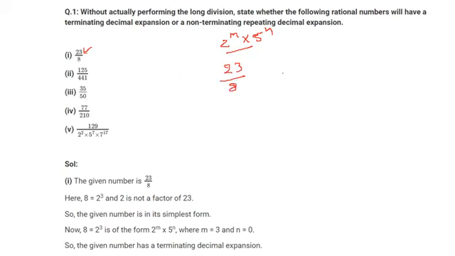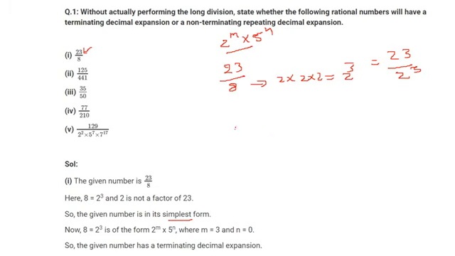Now 8 is what? 8 is 2 into 2 into 2, that is 2 cube. You can write it as 23 by 2 cube. Now here you see that 23 has no factor of 2. So now this is in the simpler form. First we have to say that it is in simplest form, then only we can go ahead.